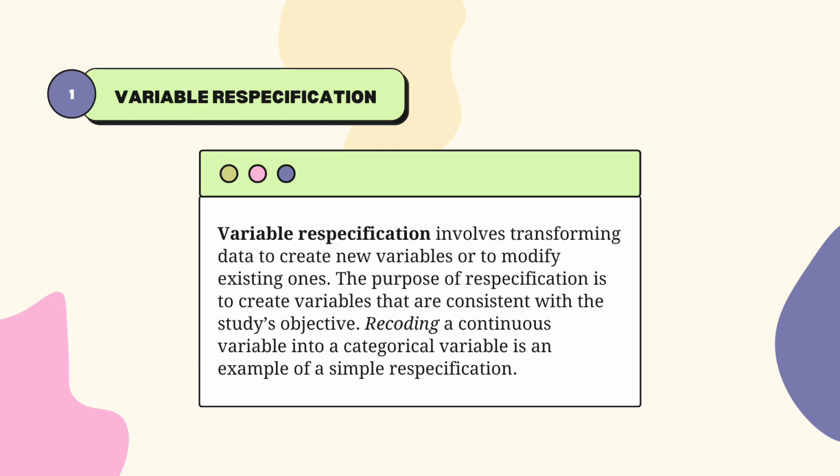It involves transforming data to create new variables or to modify existing ones. The purpose of specification is to create variables that are consistent with the study objective. Recoding a continuous variable into a categorical variable is an example of simple specification. To further understand the variable specification, let me give you an example.